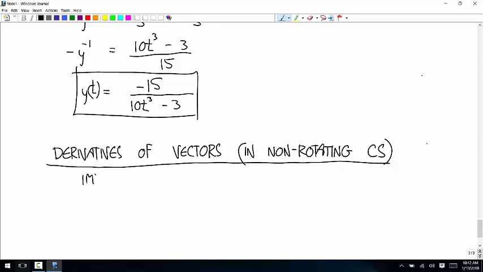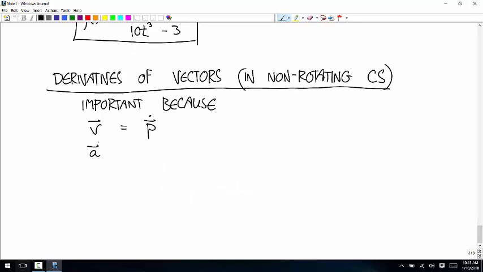And this is going to be important because mainly, I guess there are probably some other cases, but the velocity vector is equal to the time derivative of the position vector. The acceleration vector is the time derivative of the velocity vector. The angular acceleration vector is the time derivative of the angular velocity vector.